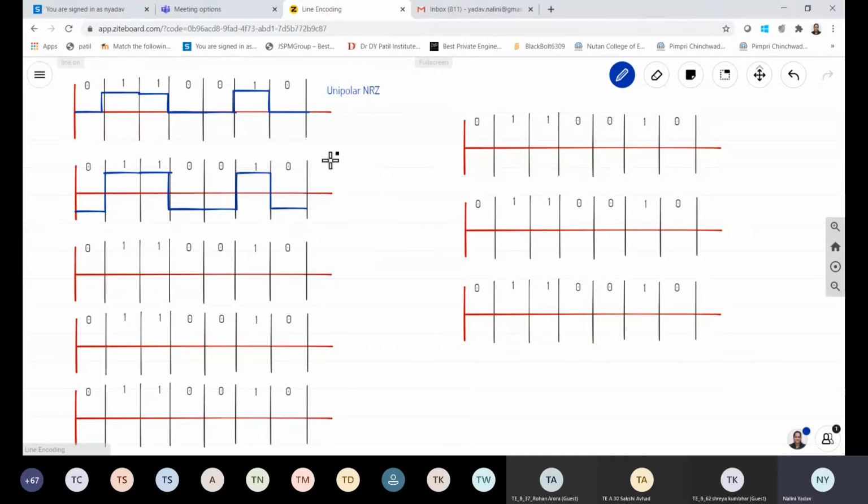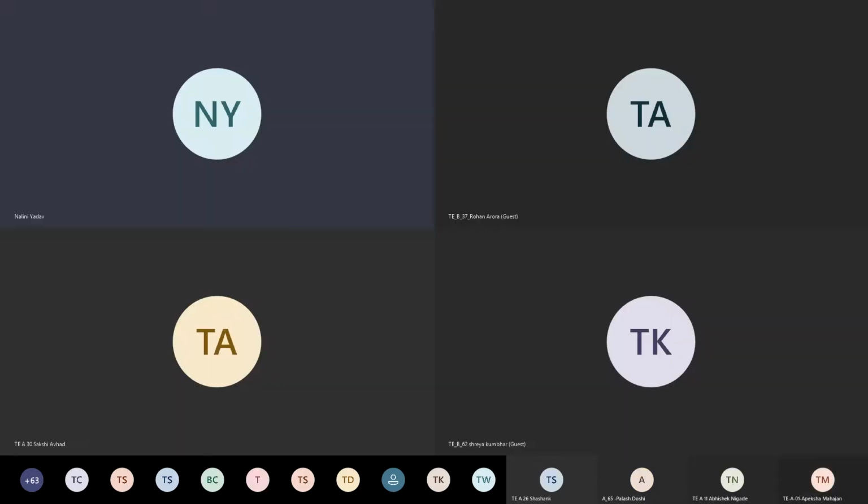So which is the scheme? Can anybody tell me? What is the scheme? It is, tell me please. Okay, we will wait. We'll go and have a quick revision of our PPT.